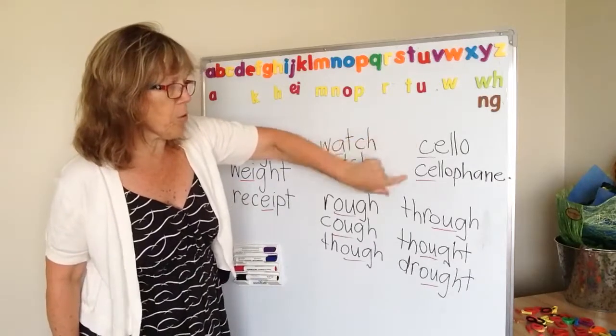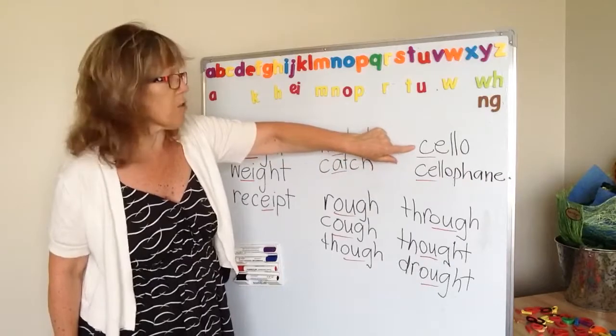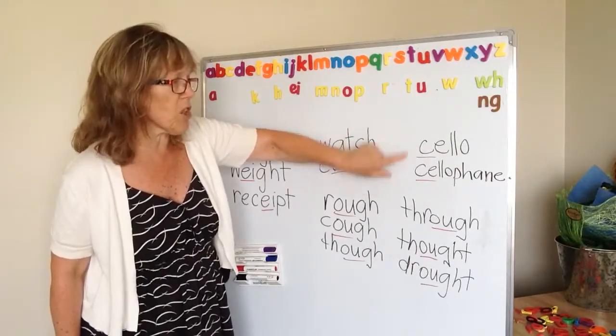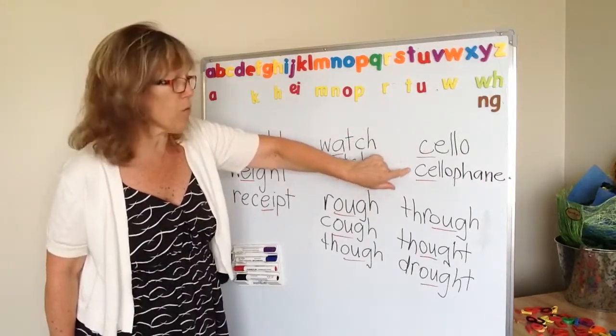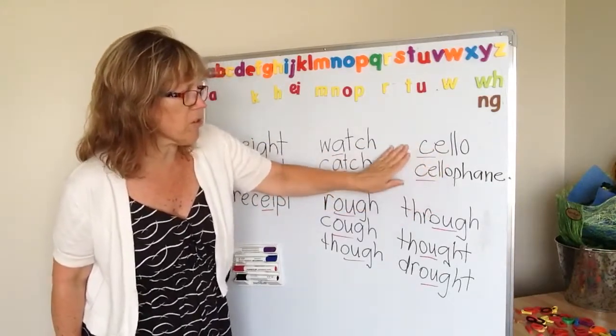Sometimes we have words that are very similar to each other and they're still not pronounced the same. So this is a musical instrument, cello, so it's ch, and this is cellophane. So even though the first two syllables look the same, this is ch and this is s.